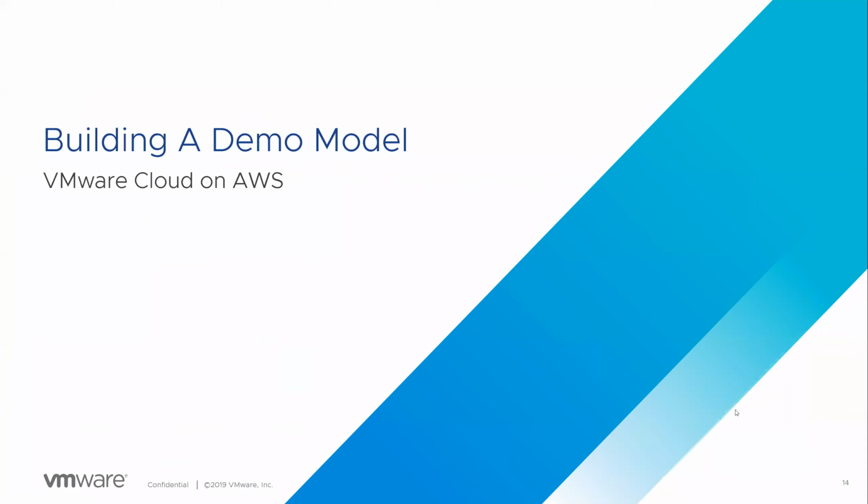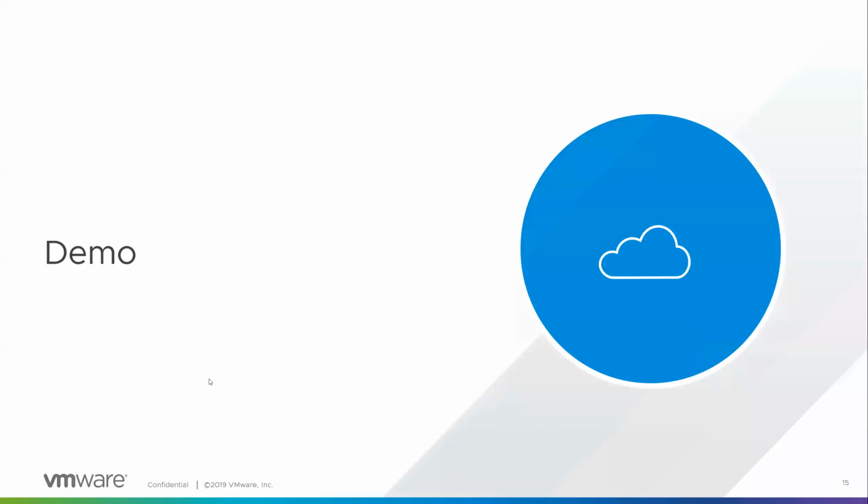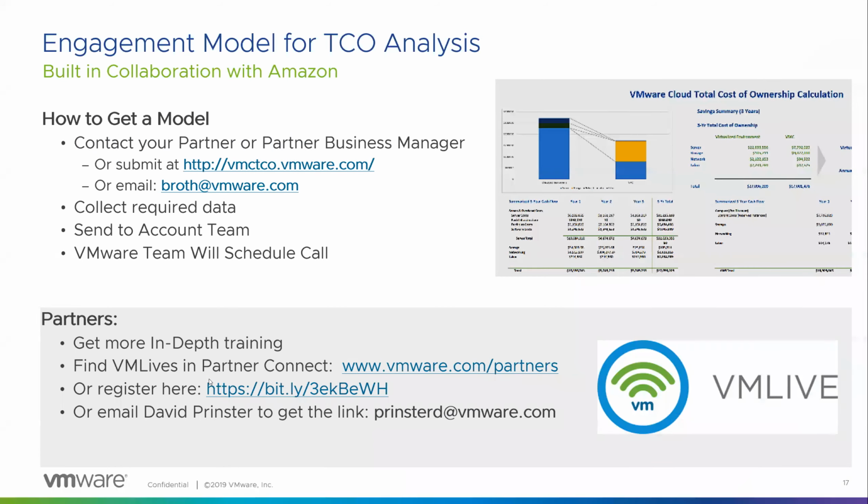Okay, and I have one more question here. Thank you, this is great. Who can I reach out to for help? What a great question. Thank you very much. So, if you want one of these, contact your partner or your partner business manager. And so for partners out there, you can either contact me, broth@vmware.com, or my esteemed colleague, David Prinster, prinsterd@vmware.com.